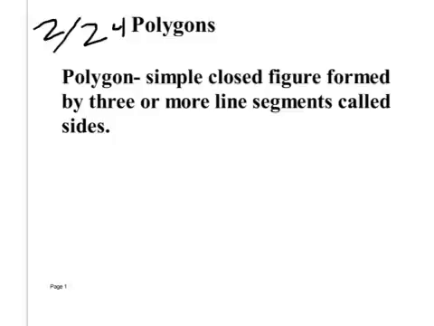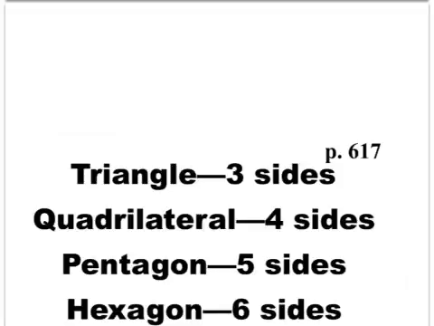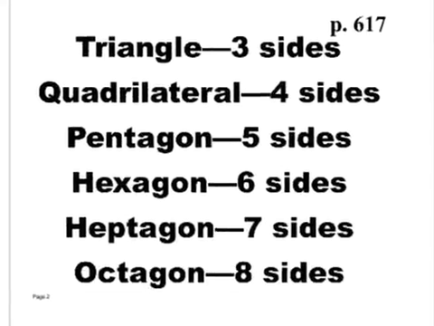All right, today we're talking about polygons. A polygon is a simple closed figure formed by 3 or more line segments, which are called sides. So that's what a polygon is. Today, some of your homework is going to ask you, is this a polygon or not? You need to write this down.